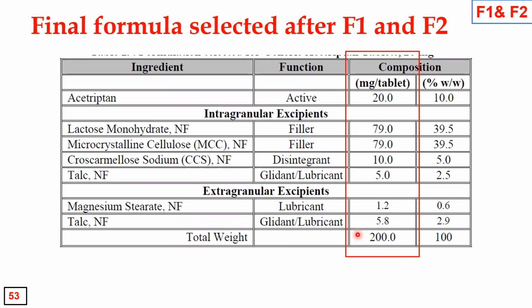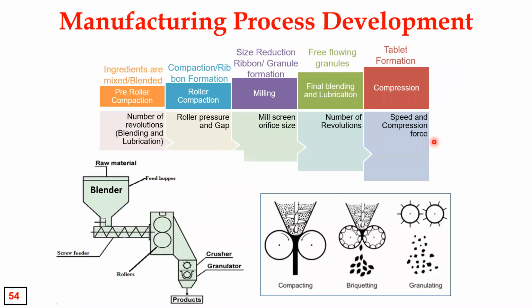Now, what are the process parameters which they considered, to once again see the influence of these process parameters on the CQAs? So if you see the process they followed, how they compressed the tablets, initially they went for the roller compaction technique to prepare the granules. How they did it is, first the ingredients are mixed and blended. You can see here the blender. The ingredients are mixed and blended. Right, that is the first step.